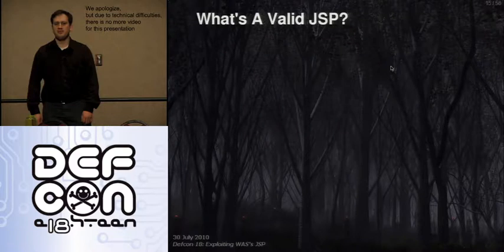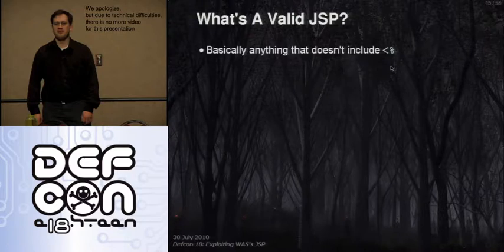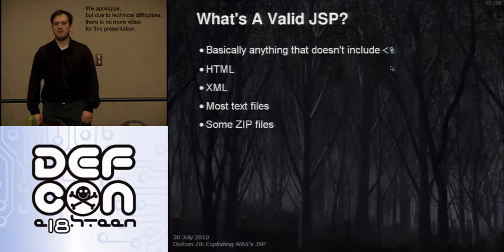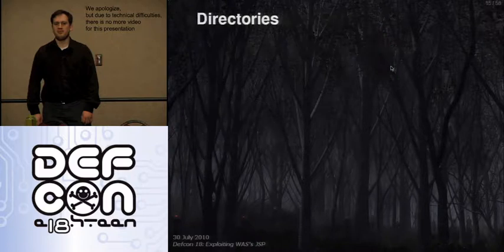So the question then comes, as you're looking at these files, is what's a valid JSP? Turns out that basically anything that doesn't include a less-than percent sign is a valid JSP as far as the WAS JSP engine is concerned. HTML usually qualifies under this, XML, most text files. Then you get some really weird ones, like you can download zip files and jar files. I didn't know these compiled as JSPs, but they do. Most class files also do. So you can get a lot of interesting things through the JSP engine in this manner. Still not doing anything too interesting, but what about directories?